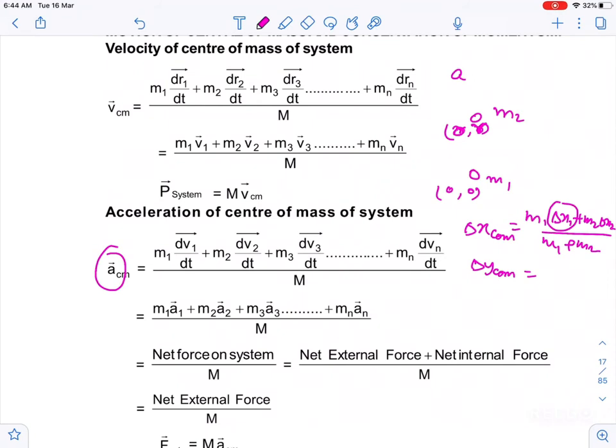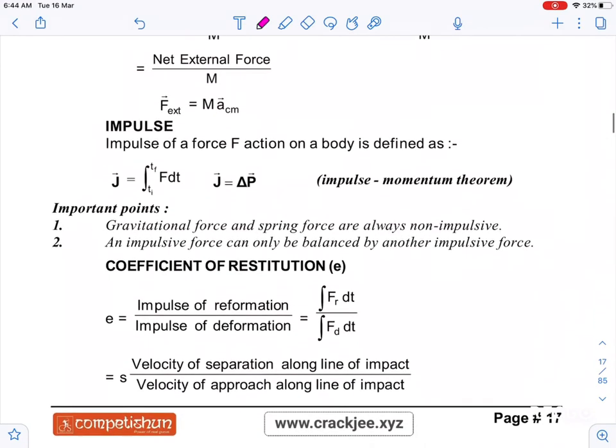What is delta x1? It is the change in position, so I don't know how much it changes, so you write x minus something, or like this you can use to calculate some result also. Delta x center of mass, some question I'll discuss later on this concept.